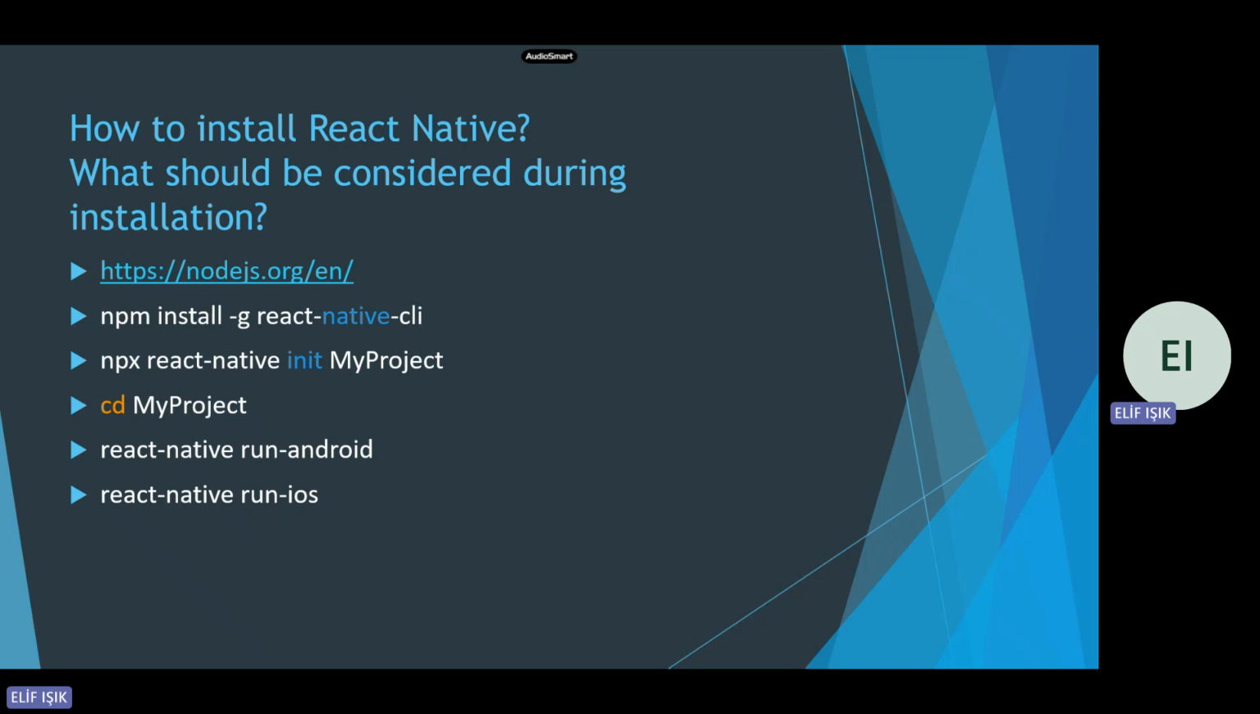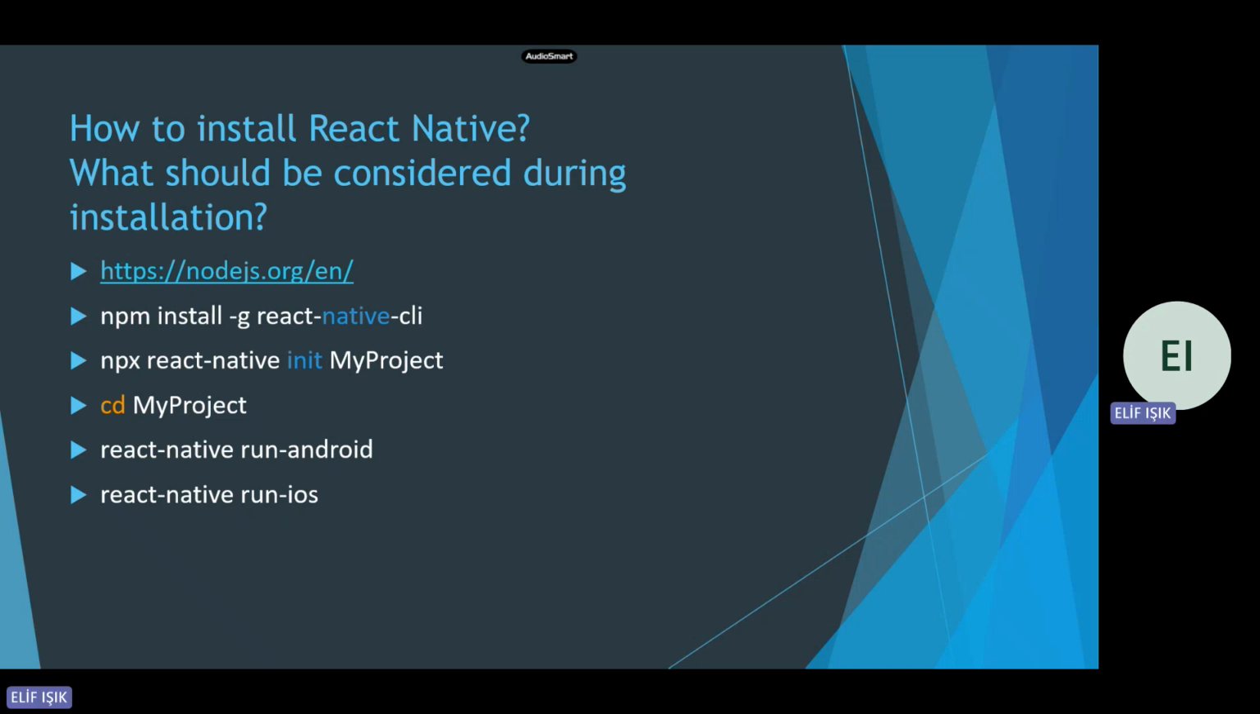First, make sure you have Node.js and npm, Node Package Manager, installed on your computer. You can download them from the official Node.js website. Install the React Native command line interface, CLI, using npm by running the following command in your terminal. npm install -g react-native-cli. Create a React Native project by running the following command. npx react-native init your project name. Change the directory to the project directory by running cd your project name.